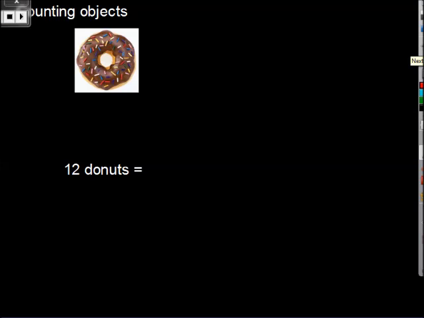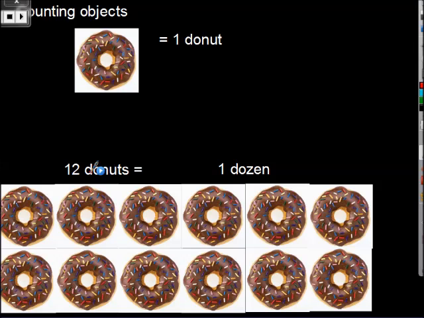Now, when we count objects, what you see here is a donut. It's one donut. Okay. What if we have 12 donuts? How many is that? Well, it's a lot more. You don't usually go to the counter and say, I'd like to buy 12 donuts. You usually say, I'd like to buy 1 dozen.